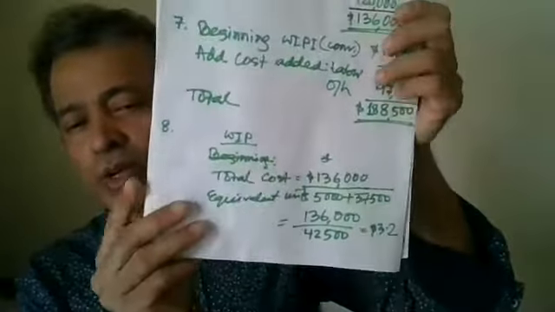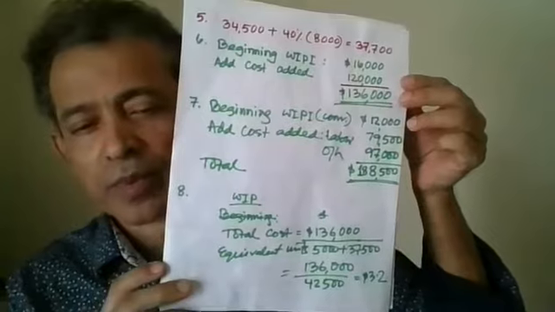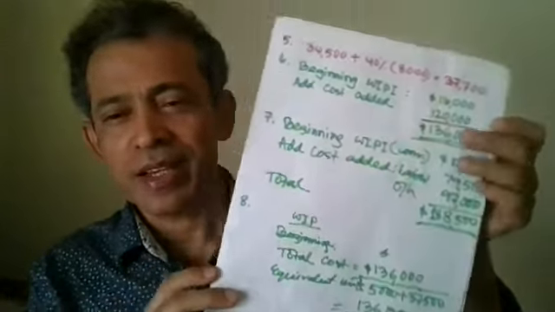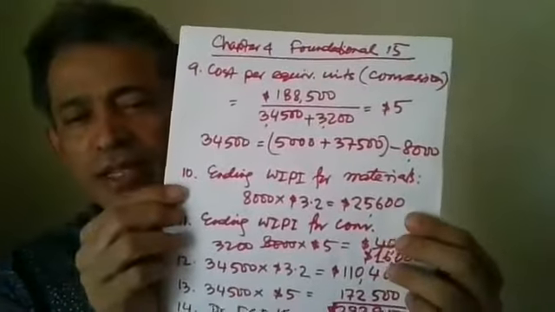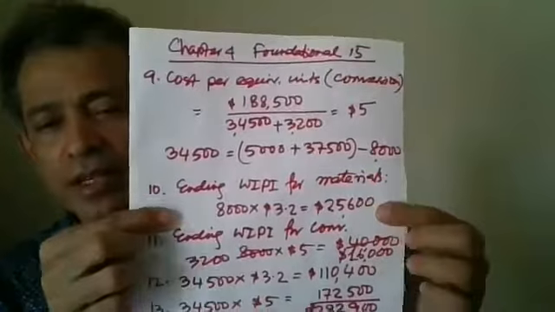Number 8, ending work in process inventory for material. How many units are there in work in process? 8,000. And what's the unit cost of materials? That was the answer to requirement 8: the unit cost of material was 3.2. So $3.2 is the cost of a unit of materials. You multiply it by 8,000 and you get your answer, the ending work in process inventory as far as materials go. So 8,000 times 3.2.